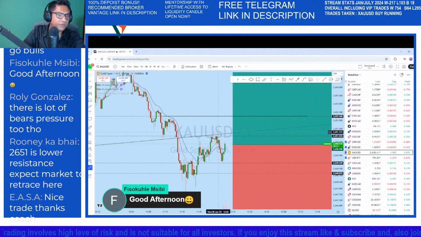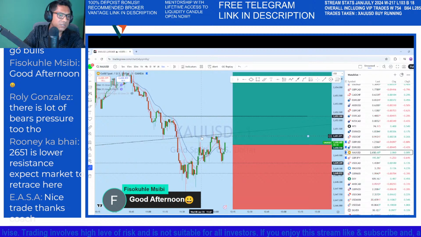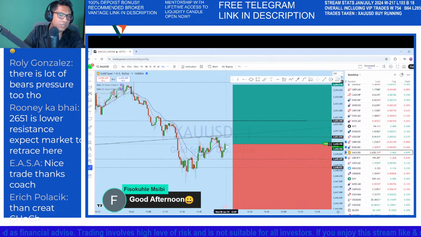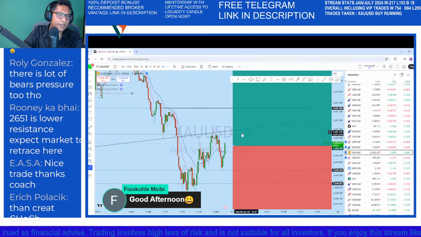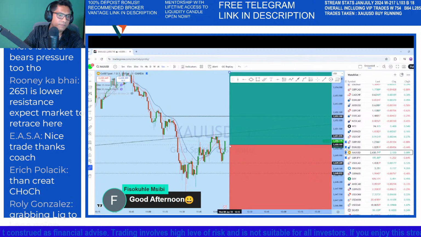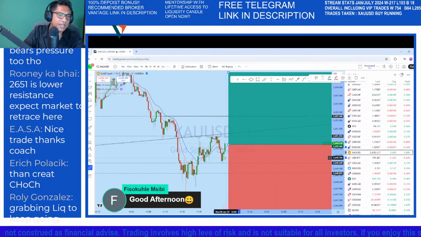Now this resistance is stronger because we saw that in the past the market got a rejection from the resistance, but as it gained momentum after breaking this support and grabbing liquidity, it may be able to go ahead and create a new higher high. So you can see that move.